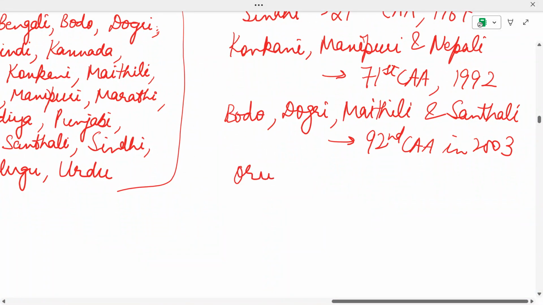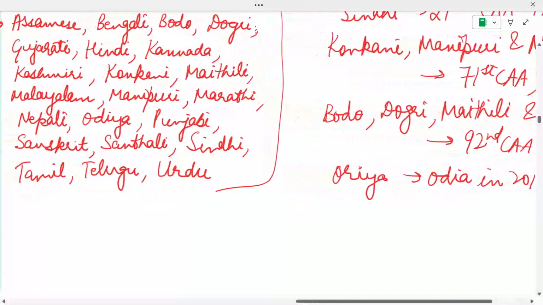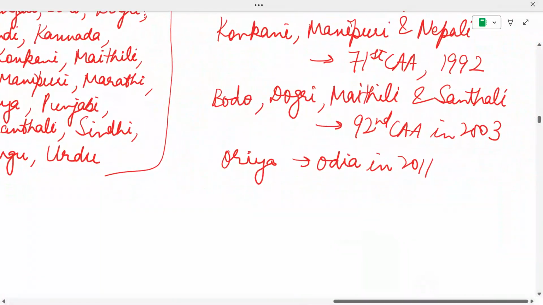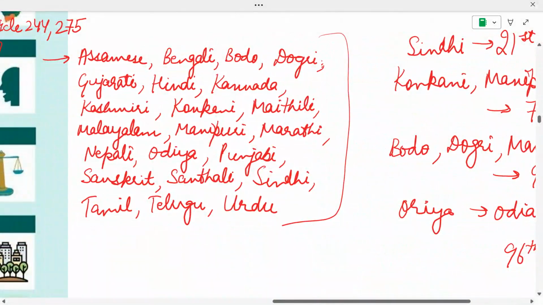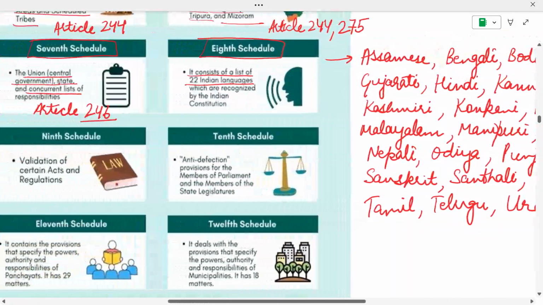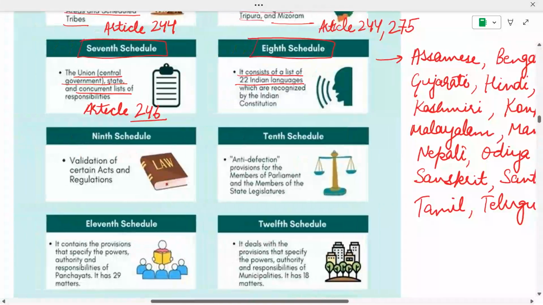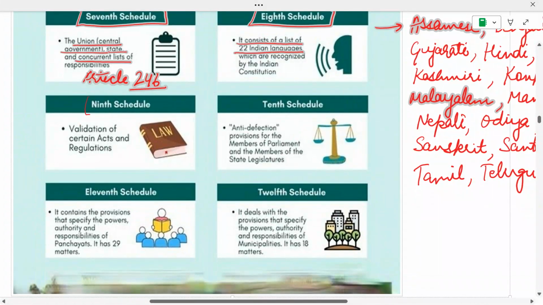Oriya, it was renamed as Odia. So in 2011, and the constitutional amendment was 96th Constitutional Amendment Act. So this is how these languages were included in the Constitution of India as scheduled languages. Now this was all about the 8th schedule. Now coming on to the 9th schedule.